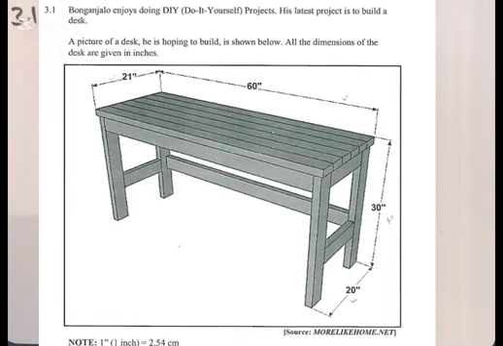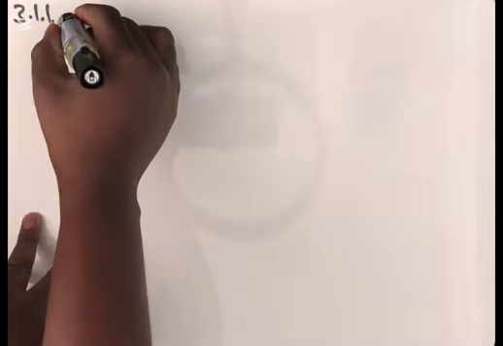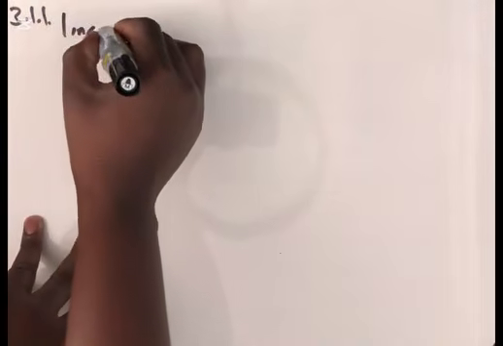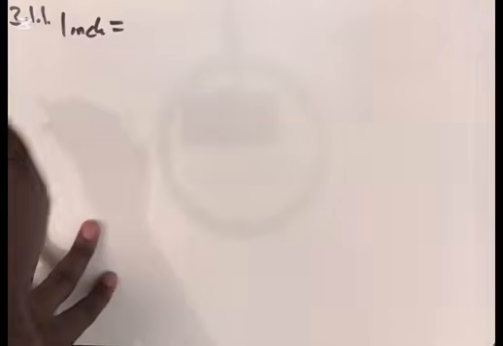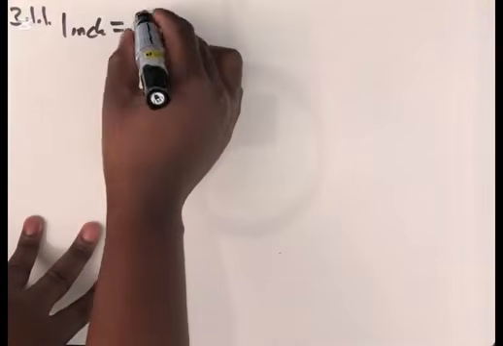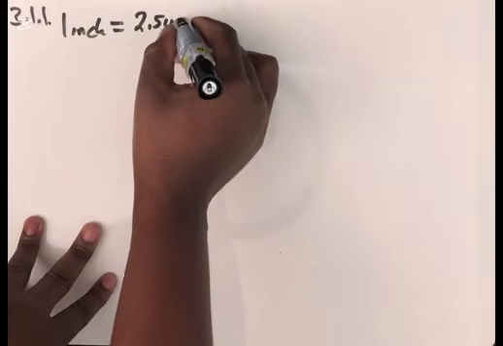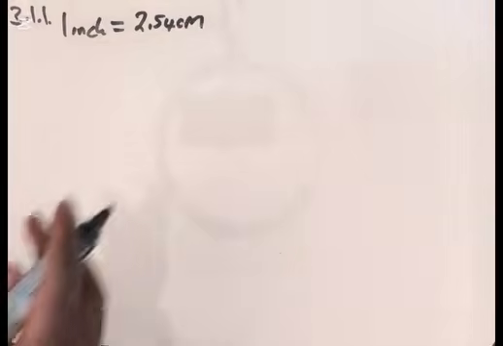We can see that we have 21 as a width, 60 as our length, 30 as a height, and we also have the width on the legs, that side is 20 inches. The most important thing is that they are giving us this relationship, very important, saying that 1 inch is equal to 2.54 centimeters. This is the relationship between the two units.